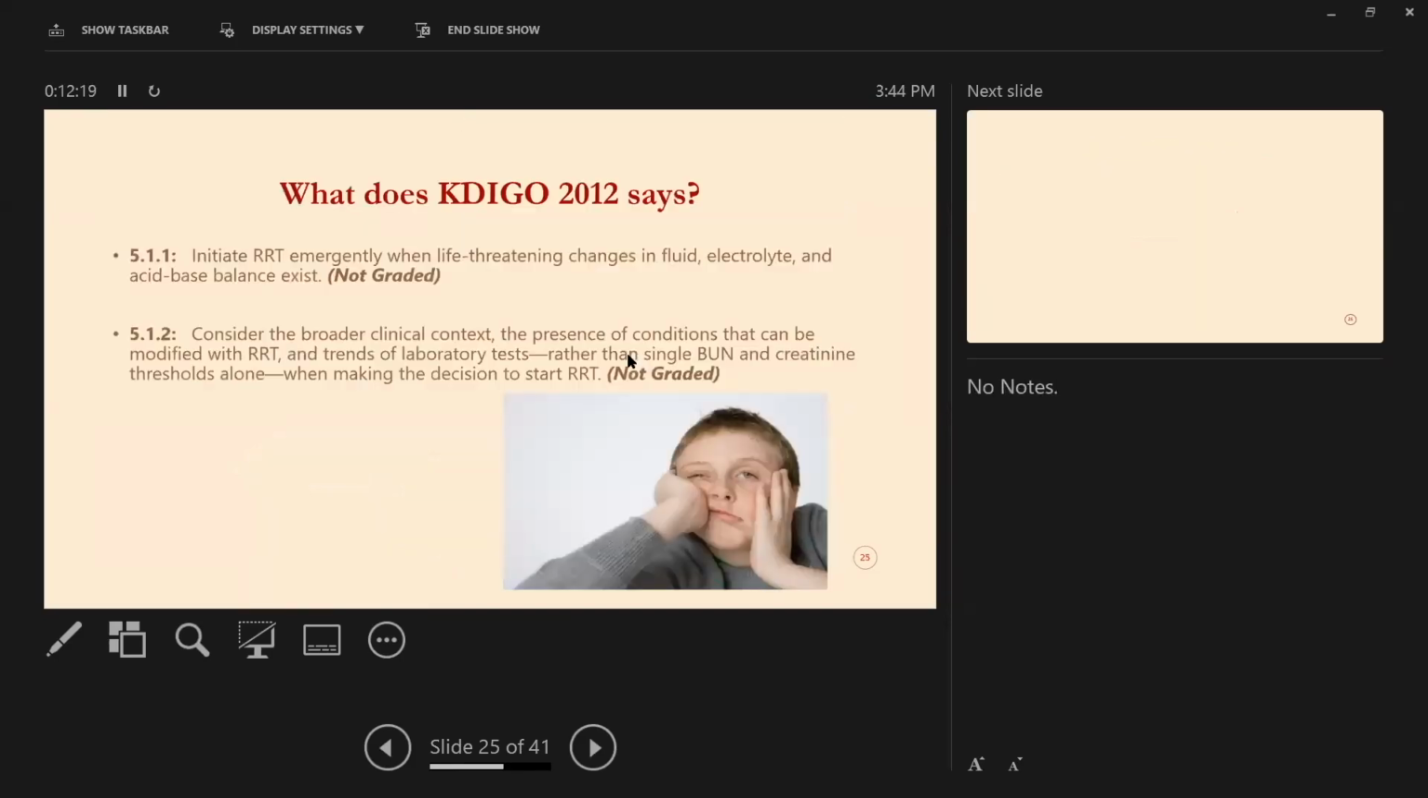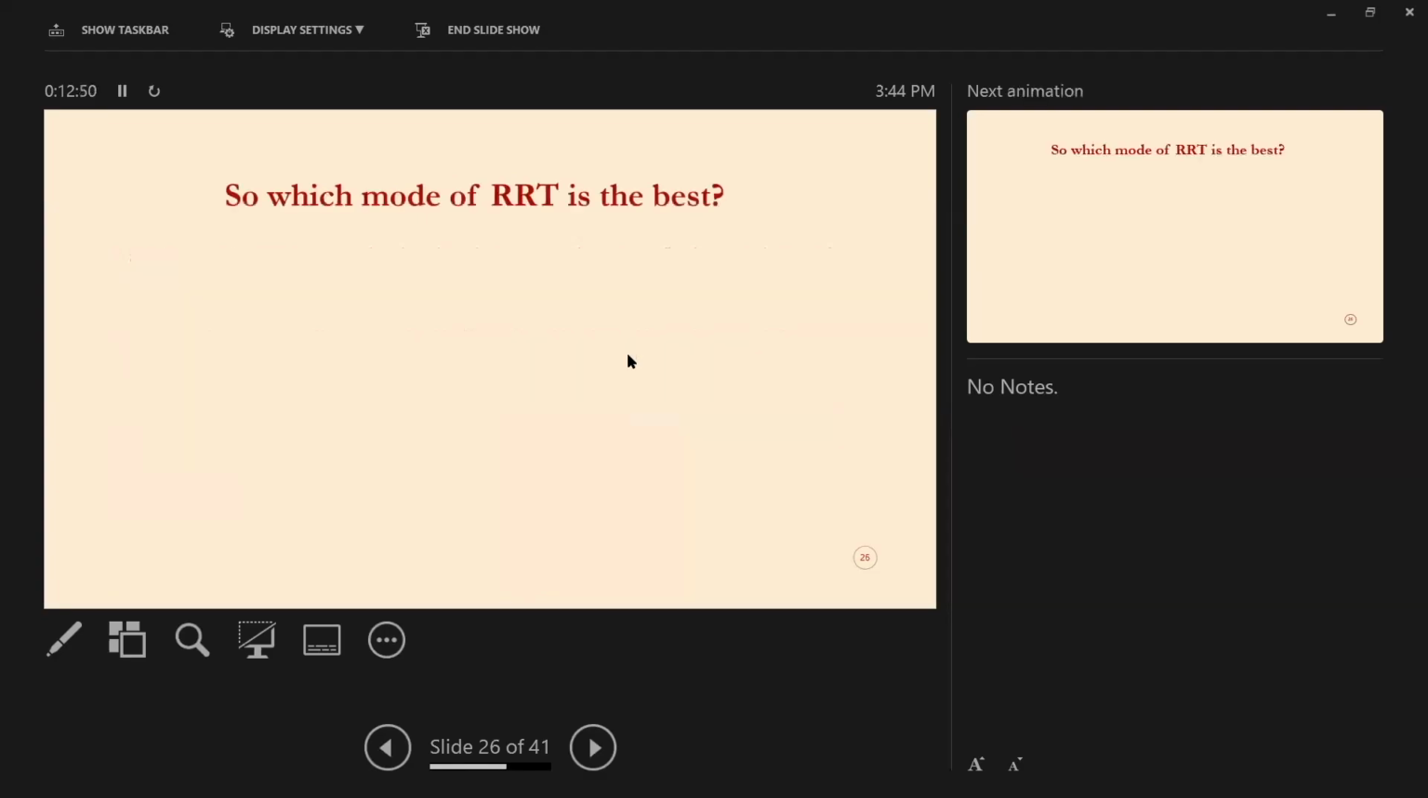So what does the KDIGO 2012 say? Initiate RRT emergently when life-threatening changes in fluid, electrolyte, and acid-base balance exist. Or consider the broader clinical context, the presence of conditions that can be modified with RRT, and trends of the laboratory tests, rather than a single blood urea nitrogen and creatinine threshold alone when making decisions to start RRT.